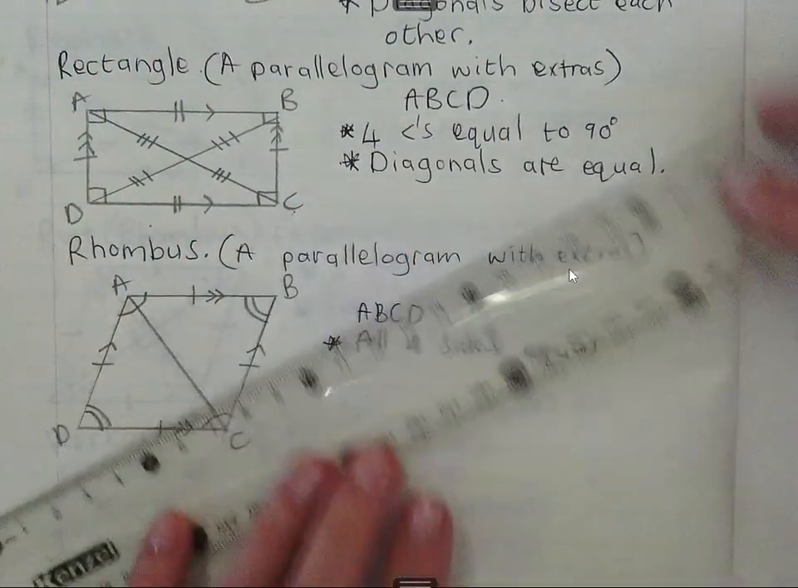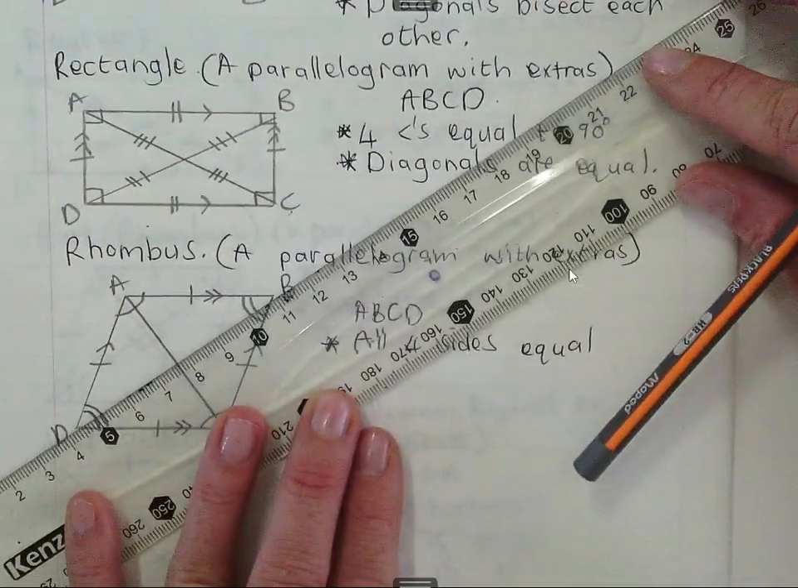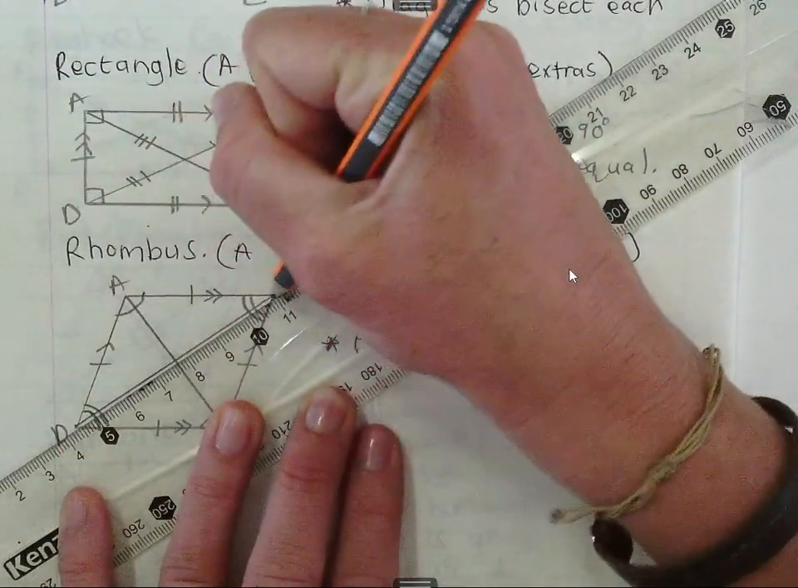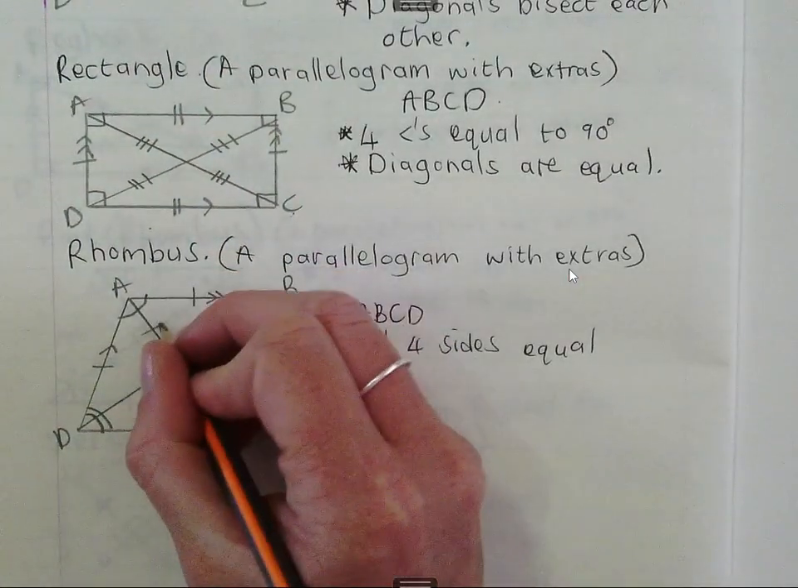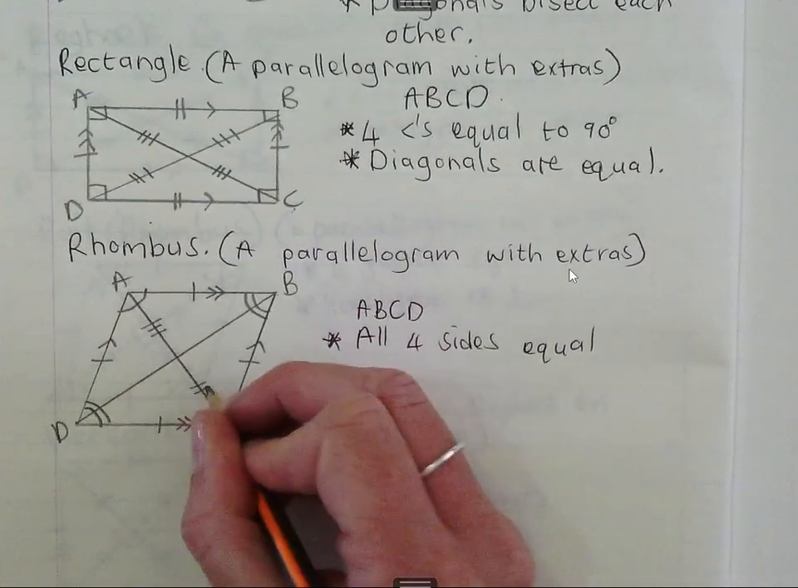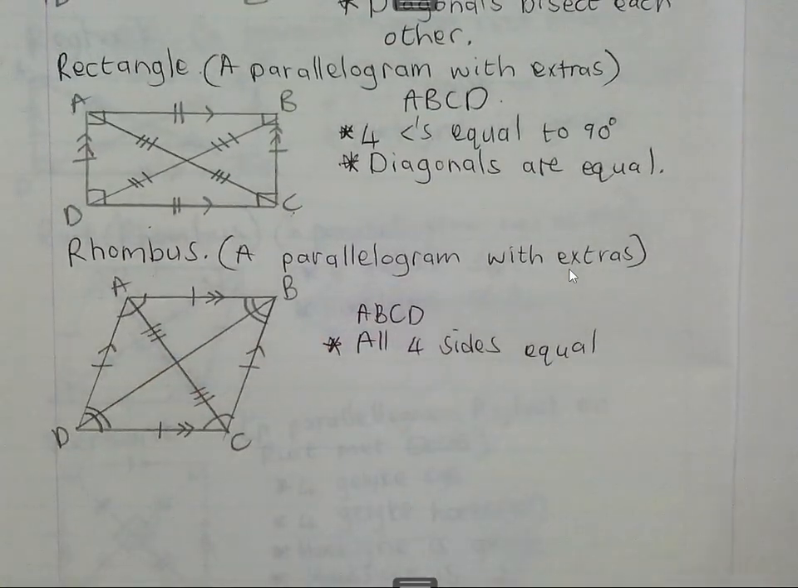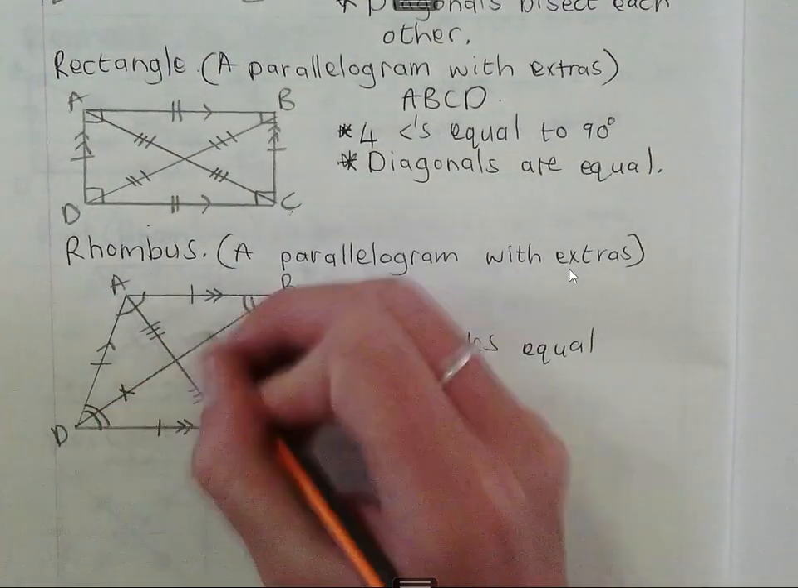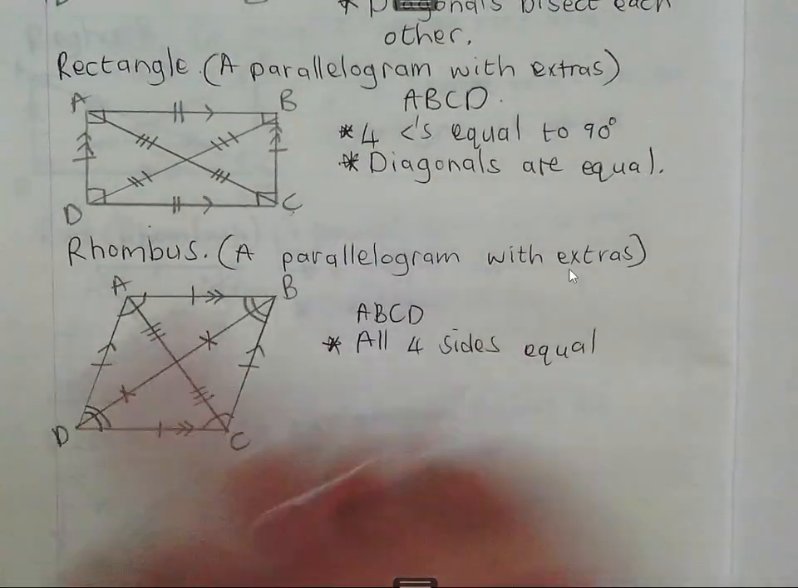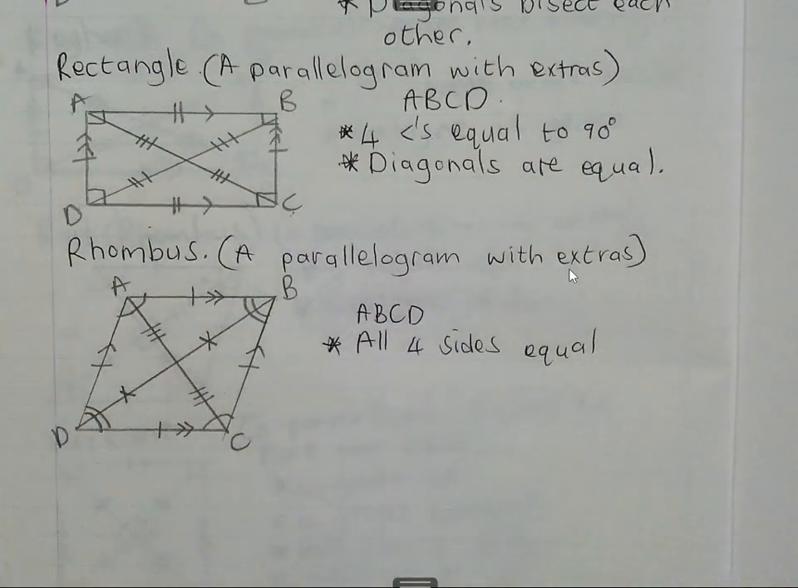Now let's look at the diagonals. I know that these diagonals bisect each other. Are they equal to each other as well? If you're not sure, measure it. Even if you're in a test, go and draw a rhombus. Doesn't have to be perfectly on scale. You will see BD and AC are not equal to each other. So there's nothing funny there.